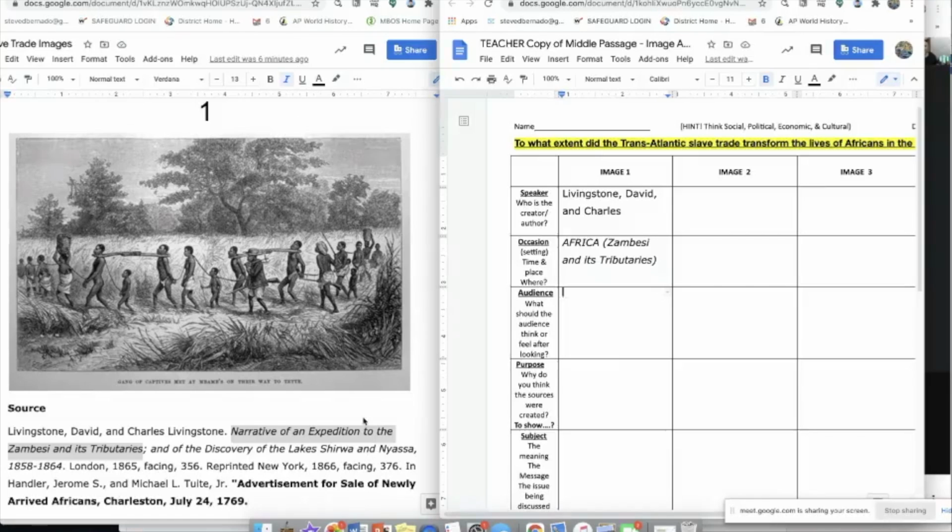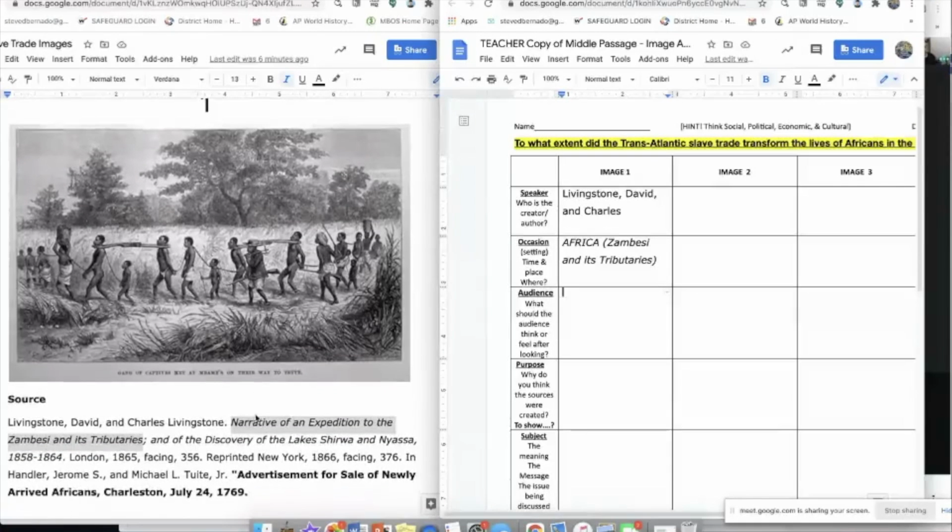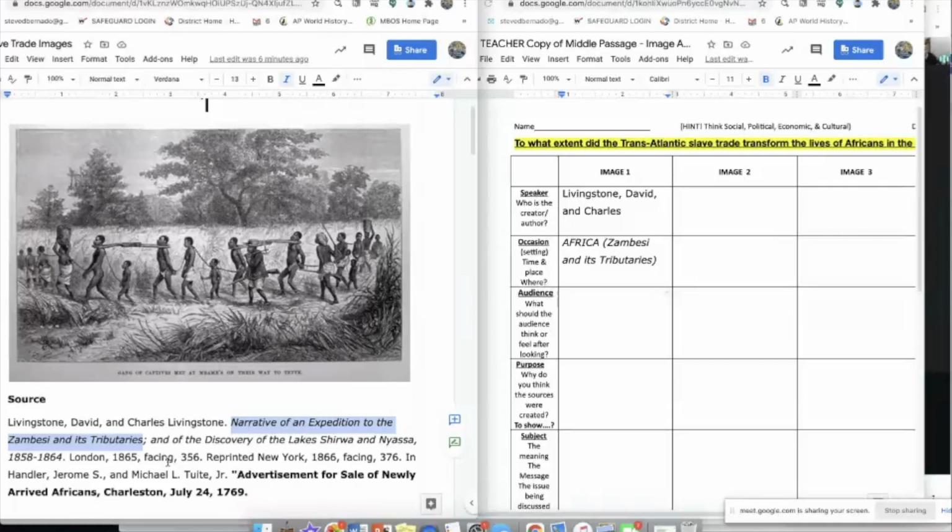Now, audience, who is supposed to look at this? Let's read the rest of the blurb at the bottom. And the discovery of the lakes of Shirwa and Nyasa, 1858 to 1864. So this was in London. It was reprinted in 1866 in New York. So this is for London and New York.